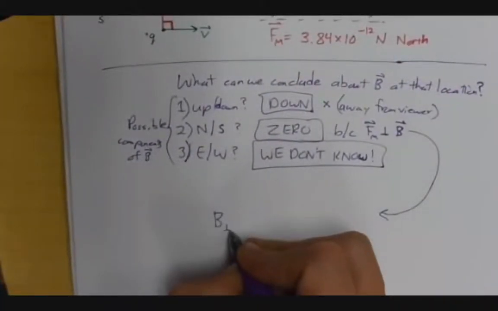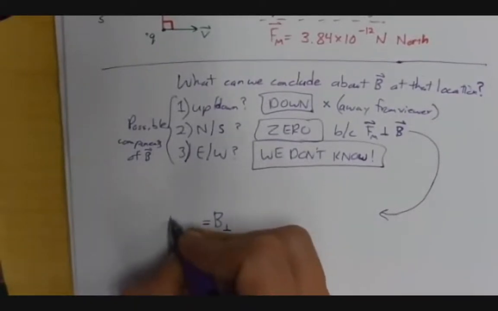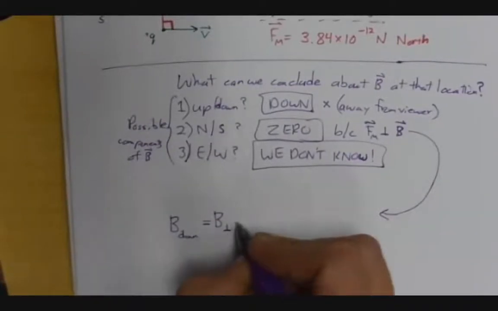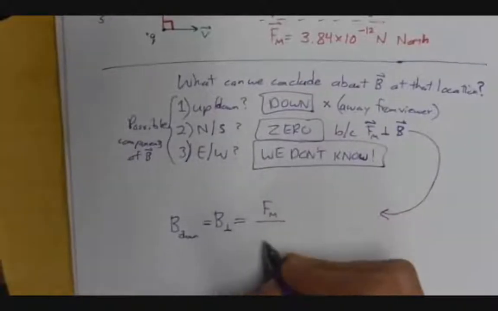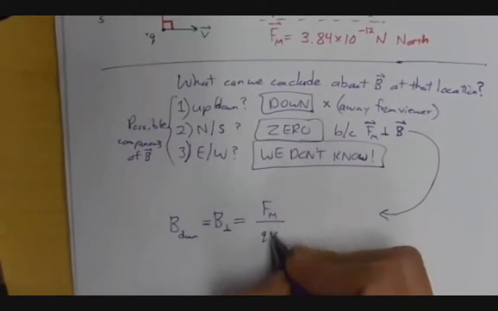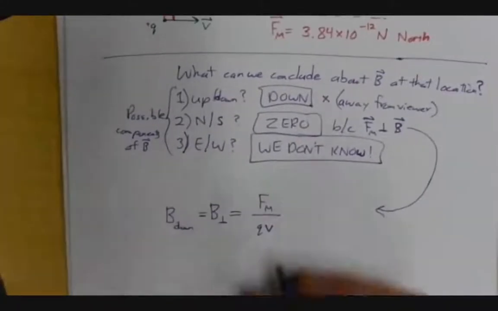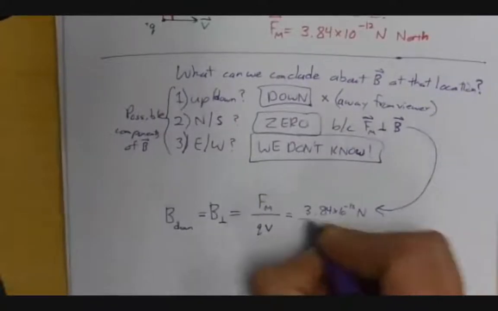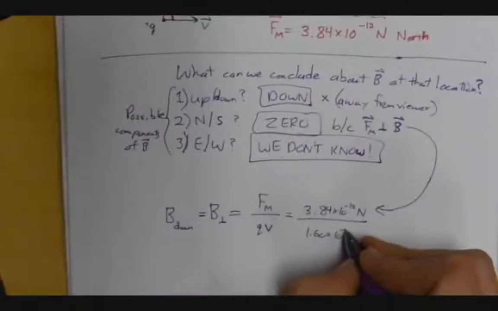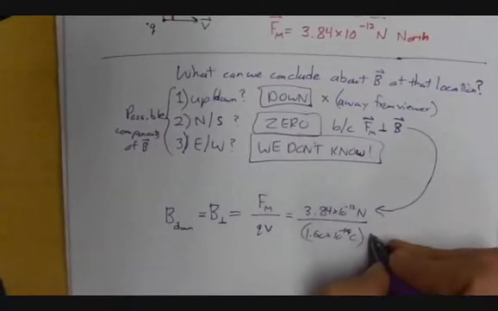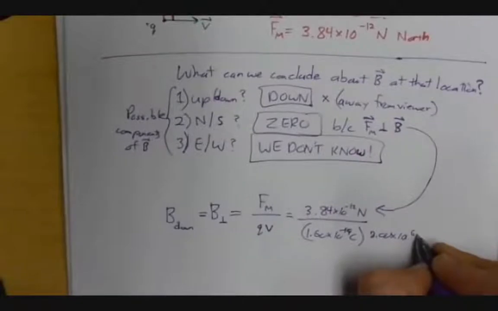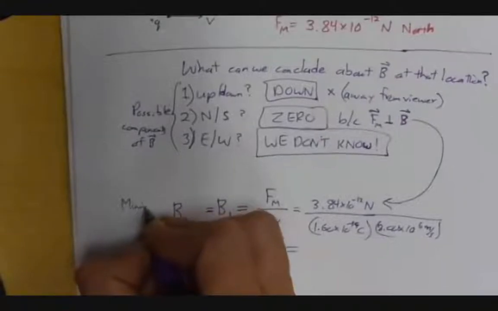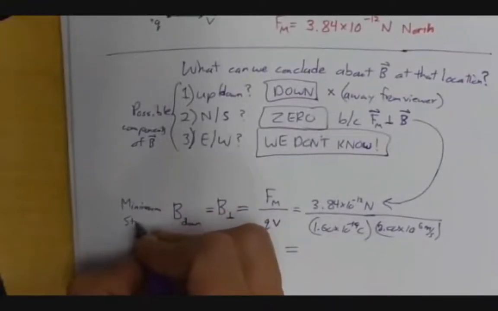B perpendicular, which in this case is going to be B, the downward component basically. How strong downward? That'll be the magnetic force divided by QV. I'm intentionally not putting vectors in those, to mean magnitudes. So 3.84 times 10 to the minus 12 newtons, 1.60 times 10 to the minus 19 coulombs, and 8.00 times 10 to the 6th meters per second. I'm just going to say this is the minimum strength magnetic field that could possibly be there.